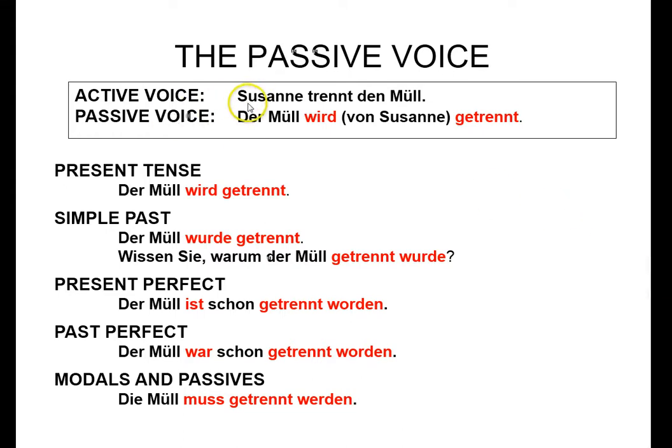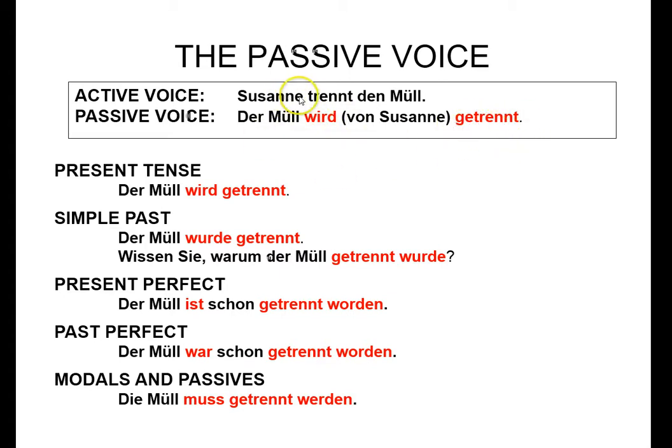Zum Beispiel, Susanna trennt den Müll. All right? So she separates the trash. Germans being umweltfreundlich, right? You separate all your different types of trash. If the subject does not perform the action of the verb, so the garbage can't separate itself, then we utilize passive voice. So, der Müll wird getrennt, using werden and then the past participle.